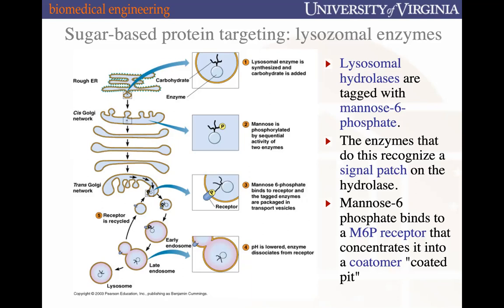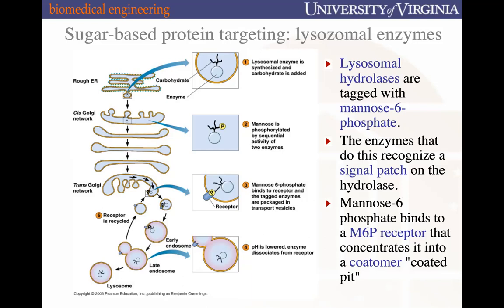And part of the way that's determined, in addition to the signal sequence that prompts co-translational import, is that there's these lysosomal enzymes, also referred to as lysosomal hydrolases. They mediate hydrolysis to degrade whatever is in the lysosome. What ends up happening here is that, through a series of enzymes, they are tagged with a sugar that's called mannose-6-phosphate.